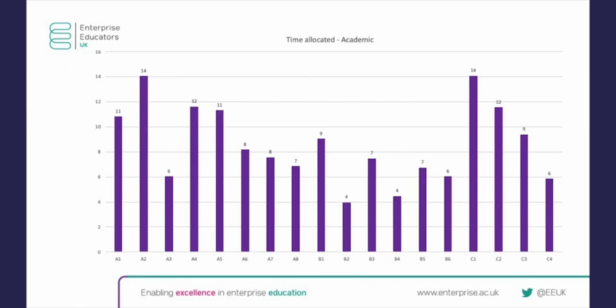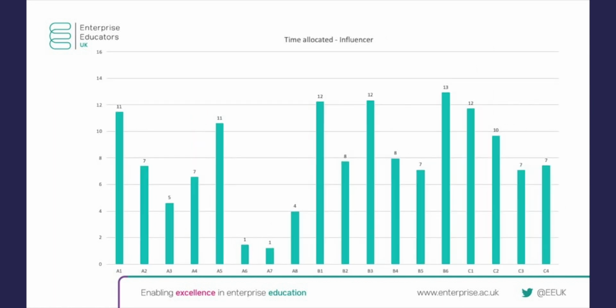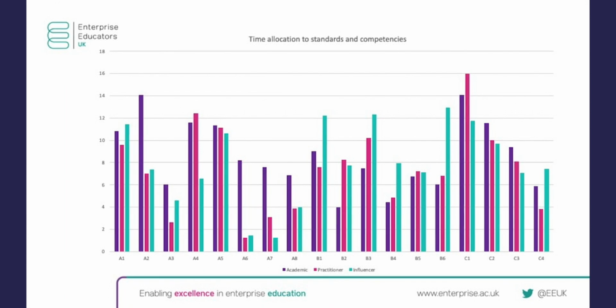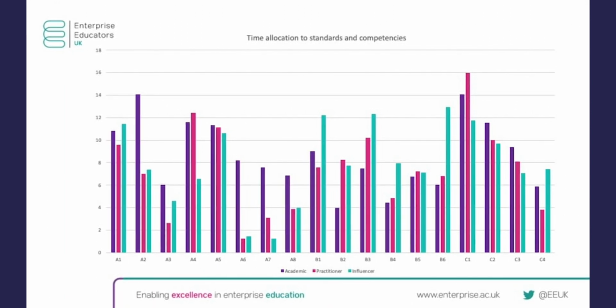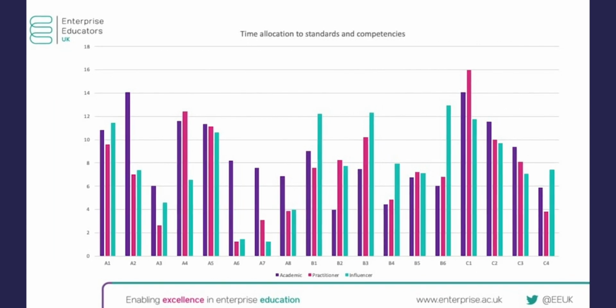Question 7 asked about time allocated to the standards and competencies that the respondents had selected at question 6. Respondents were asked to rank these in terms of the time they allocated to each of these in their role. As there were 18 standards and competencies, we have allocated a score of 18 where the respondent ranked 1, reducing by 1 for each position. If the respondent did not rank one of these standards or competencies, then the score was 0.